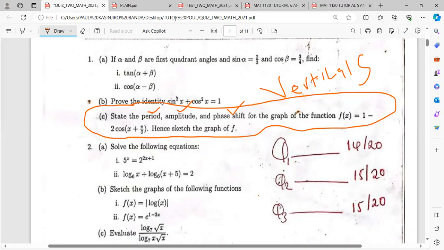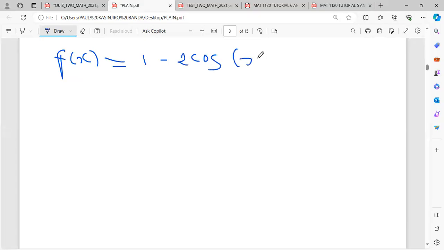So we are solving this question here. What do we have there? We have the function f(x) = 1 - 2cos(x + pi/3). So this is our function.